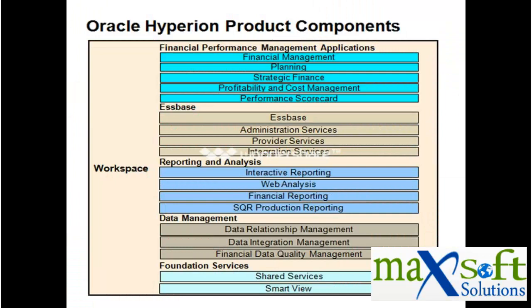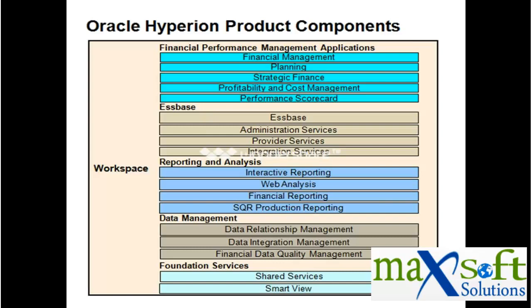So basically, these are the different products of Hyperion. We have financial management, we have planning, we have strategic finance, we have profitability and cost management, and we have performance scorecard. So basically, these are different products of Hyperion that we have. So HFM, as you know, is basically a consolidation tool which will consolidate all your financial accounts. Planning is basically a budgeting and forecasting tool.